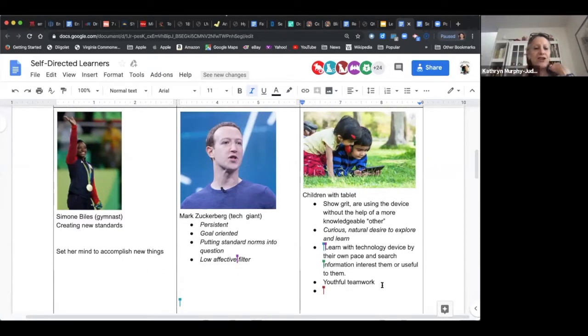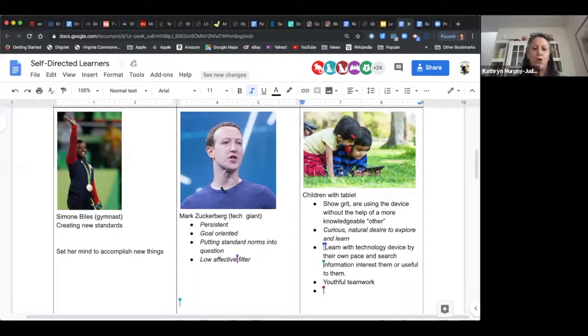Simone Biles, the gymnast, created new standards. I mean, she really pushed herself and the field toward new heights, and set her mind to accomplish things that had never been accomplished before, without limiting herself.